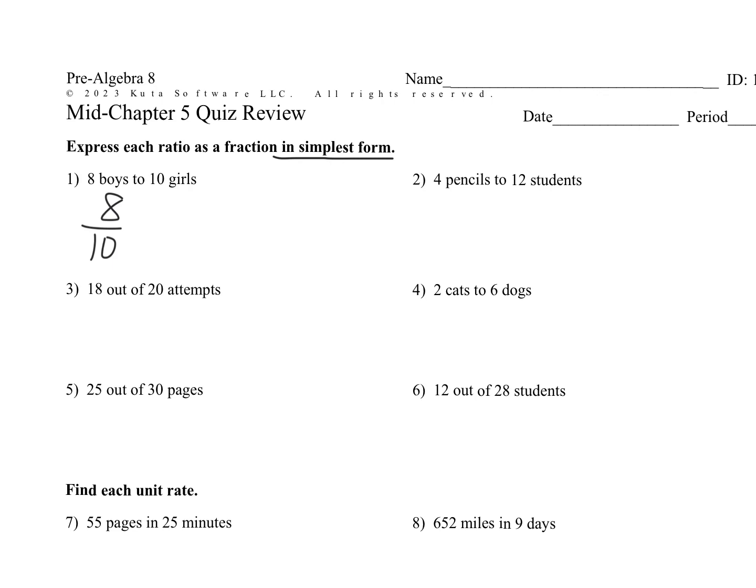Divide, reduce, okay? What's a number that goes into both 8 and 10? 2. 8 divided by 2? 4. 10 divided by 2? 5. It's okay. On number 2, 4 pencils to 12 students. 4 over 12. What number goes into both of those? 4, so we get 1/3.